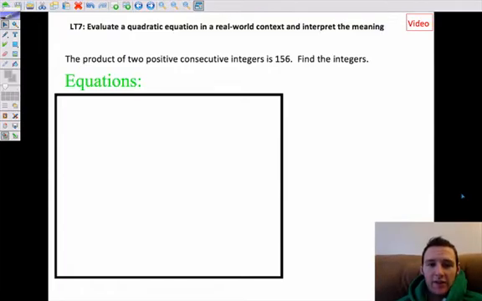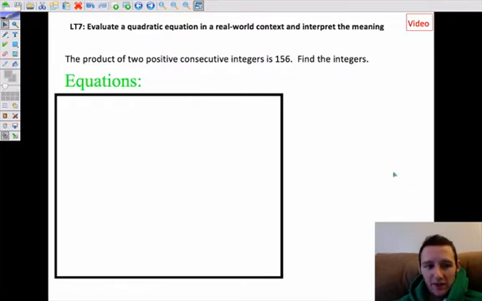Alright, learning target 7. Evaluate a quadratic equation in a real-world context and interpret the meaning. So we're just going to go through some quick examples. I'm going to speed through all of the actual solving once we get the equations. By this point, you should know how to solve these anyway, so I don't think that's a problem.